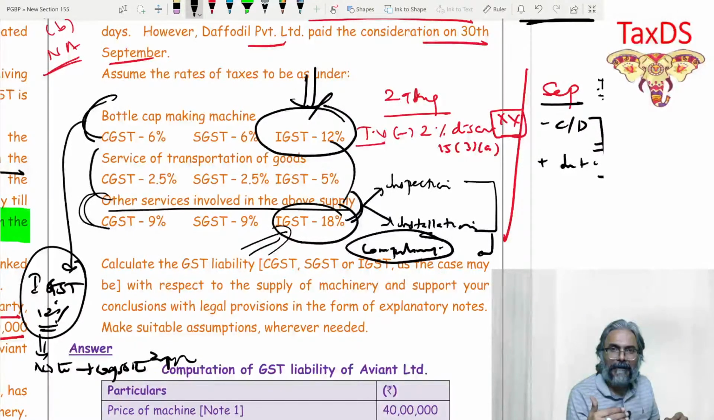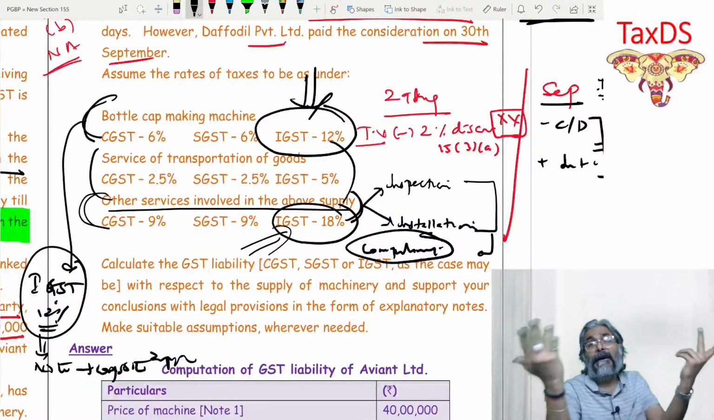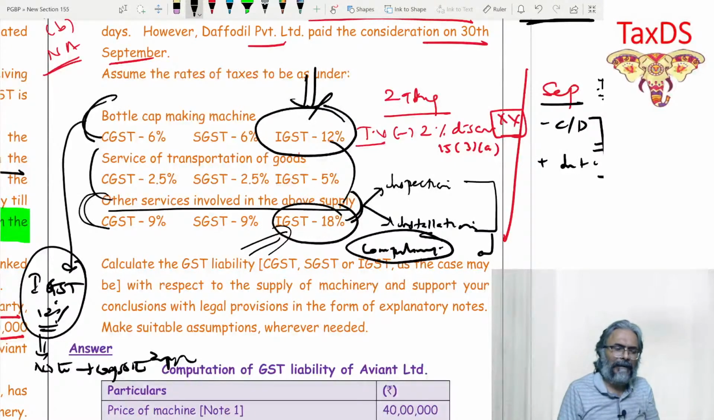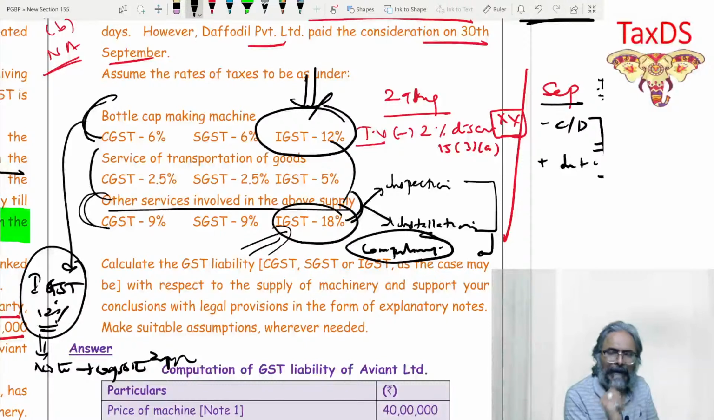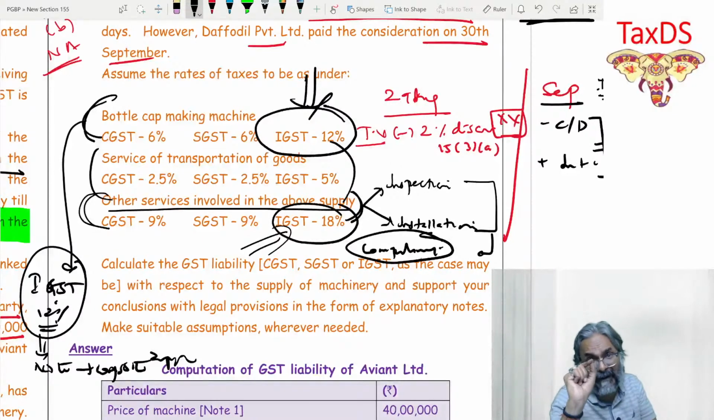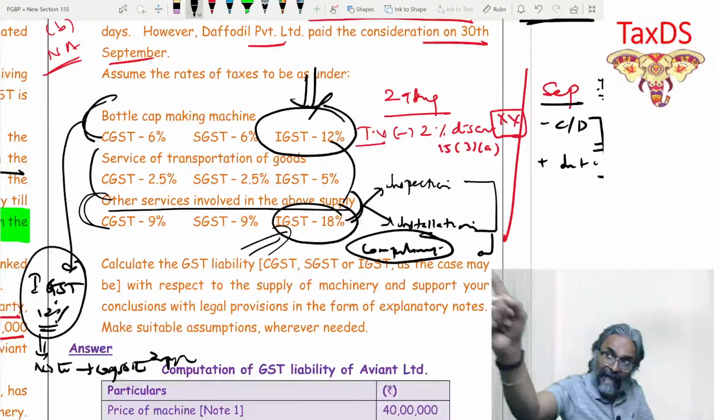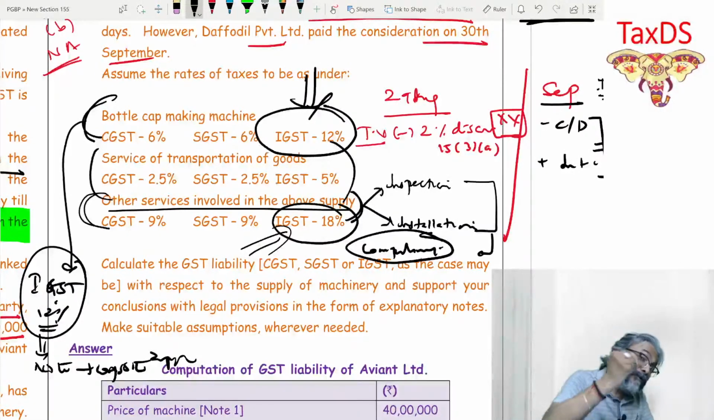This composite supply, mixed supply discussion was relevant for what? To determine the applicable rate. And that is the reason why this particular discussion was very, very important. Hence, on the rate side, write this note on composite supply and mixed supply. Did you all get this one? I'm giving you the logic of the notes also.